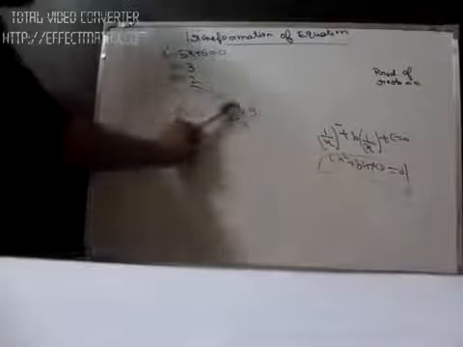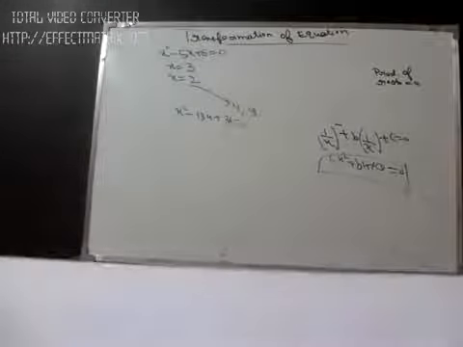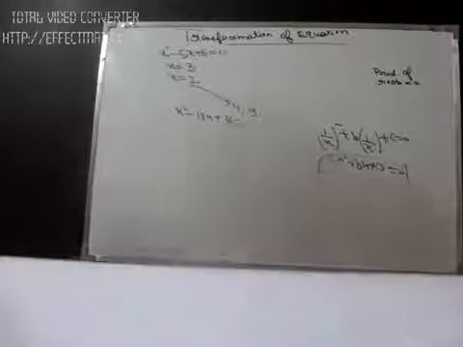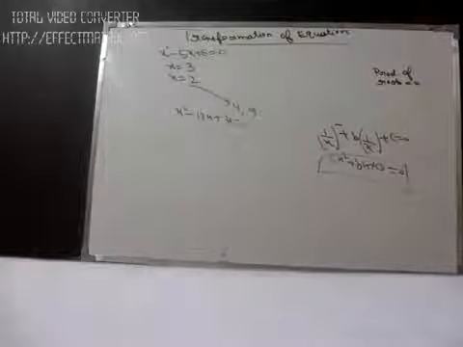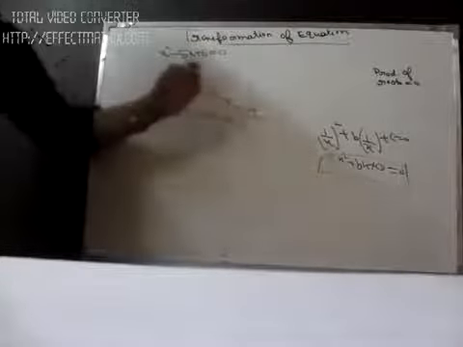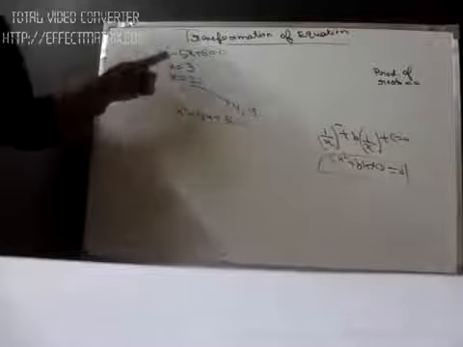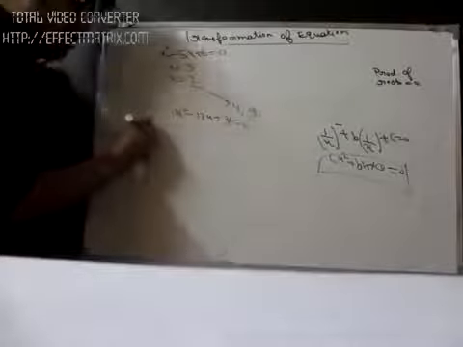This is one method. The other method: we want to find the equation whose roots are squares of these, so just follow the reverse operation. Reverse operation means we want roots that are squares of these, so replace x by root x. Similarly, if we want the cube of these roots, that is 27 and 8, replace x by x to the power 1 by 3. So just apply the reverse operation, like we replace x by root x.